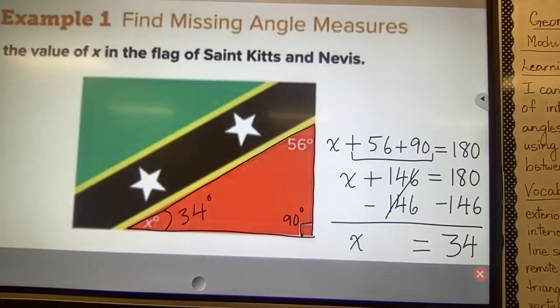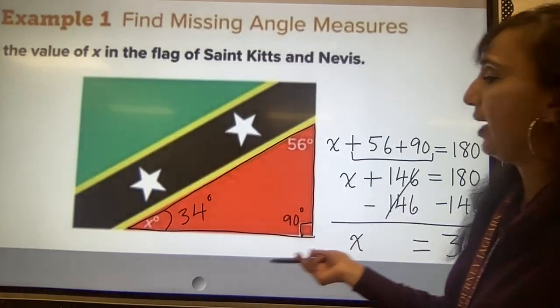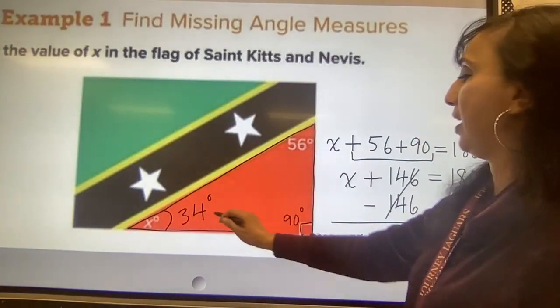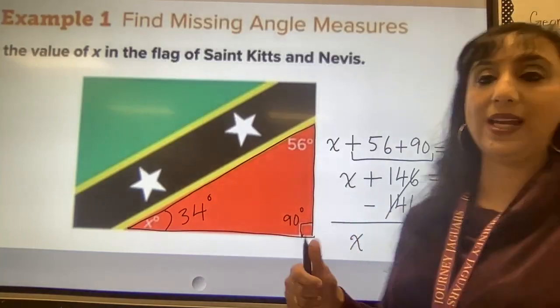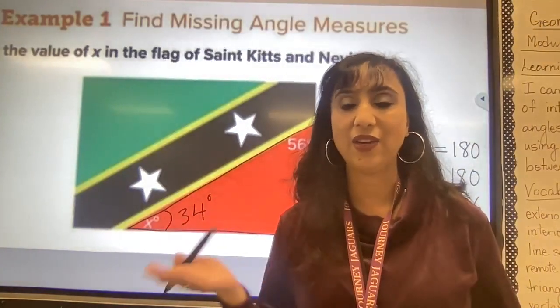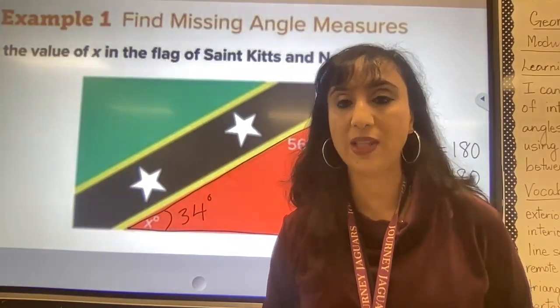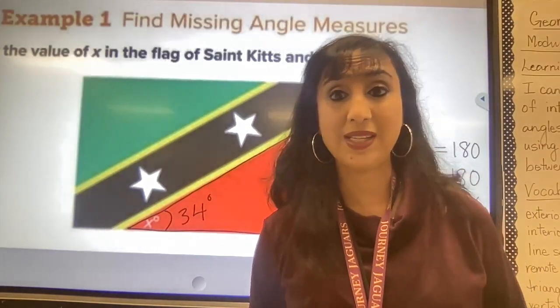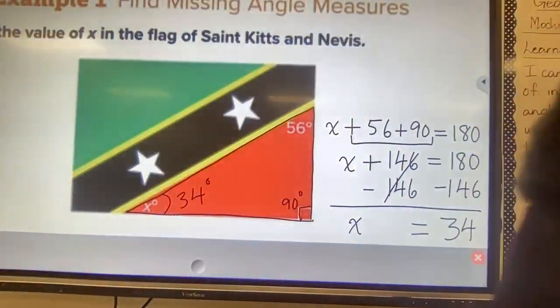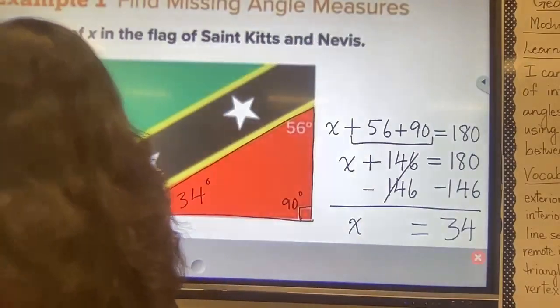Okay? And let's do another problem really quick, just to understand what the angle measures will be. And here, if I substitute the value for x and I do 34 plus 56 plus 90, I will see that it is 180 degrees. So then you are correct. If it is less or if it's more than 180 degrees, you made some calculation error and you want to check your work. Okay, so let's do one more problem.